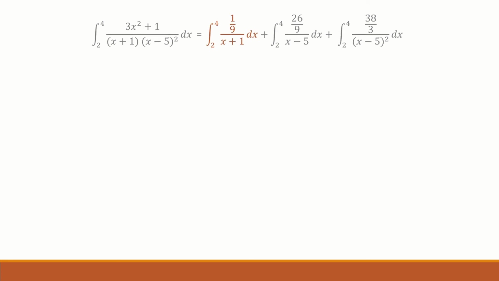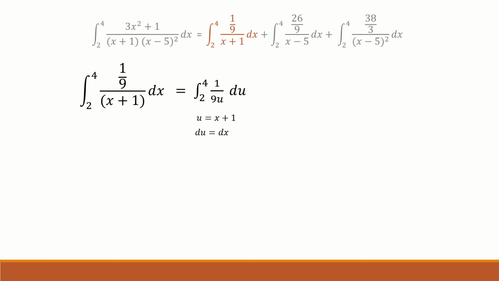I'm going to start with the first integral, and I am going to solve each definite integral step by step. You could wait till the end to apply the bounds, but I just found it easier to apply the bounds within each integral individually. So our first integral is 1/9 over x plus 1. This is a simple u substitution, so we'll assign u to be x plus 1 and du equals dx.